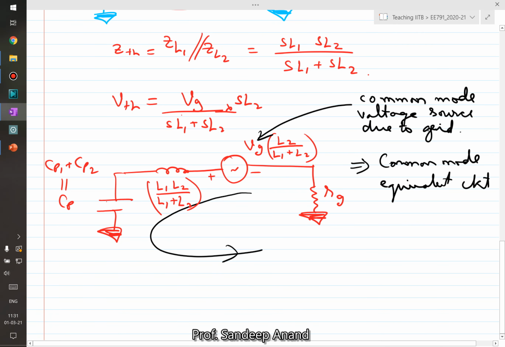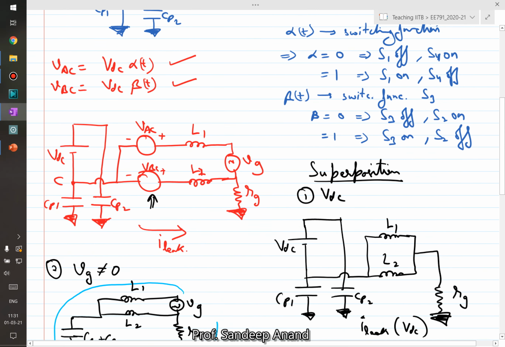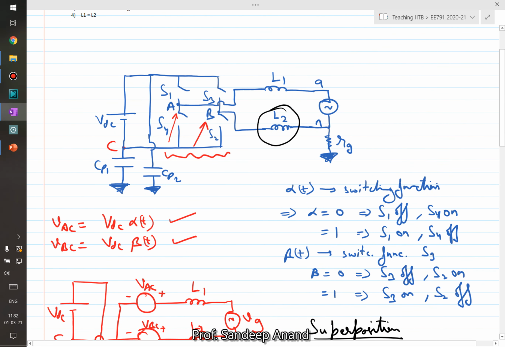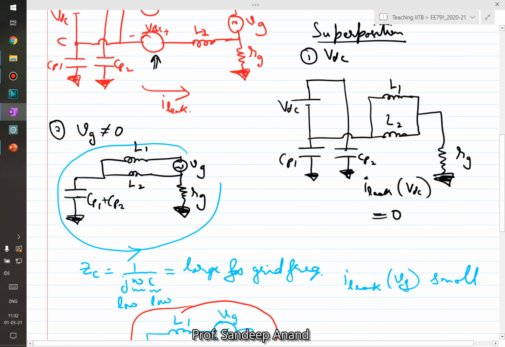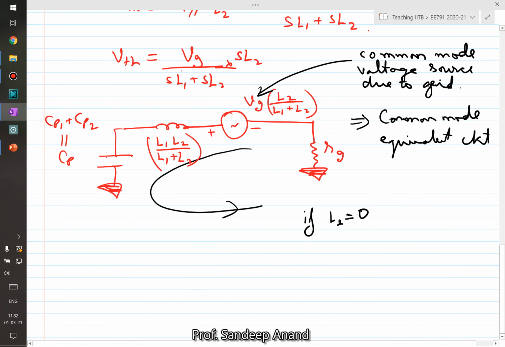Because this is a common mode voltage that is being applied because of the grid being present. So you can see here, if L2 is equal to 0, right? So if I go above and I show you the original circuit, if L2 is 0, in that case there is going to be no low frequency current that will flow in this circuit. Vg into L2 upon L1 plus L2 is equal to 0 implies I leakage due to the grid voltage is equal to 0, right?